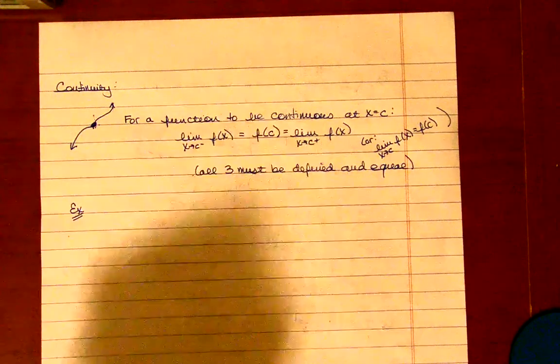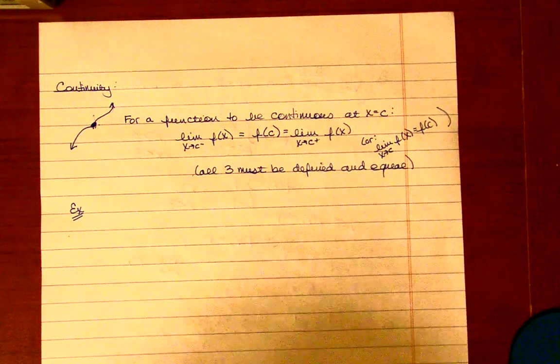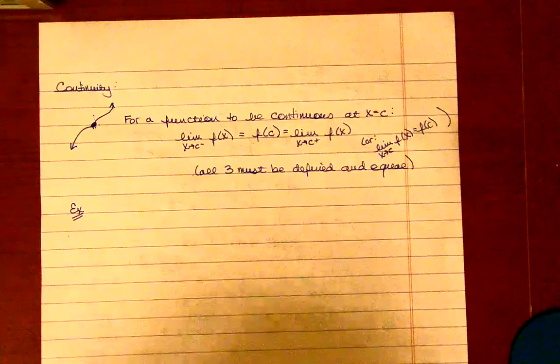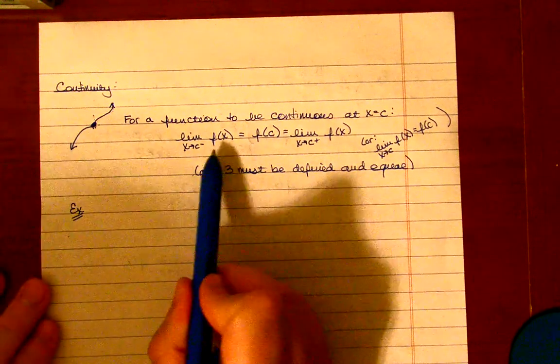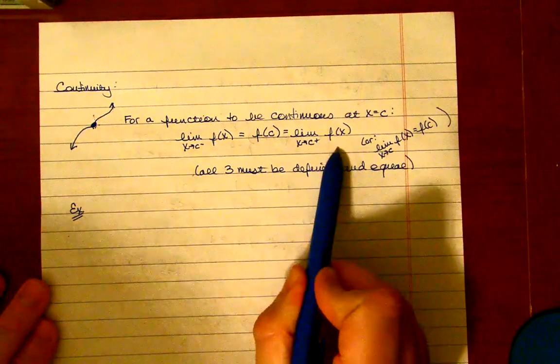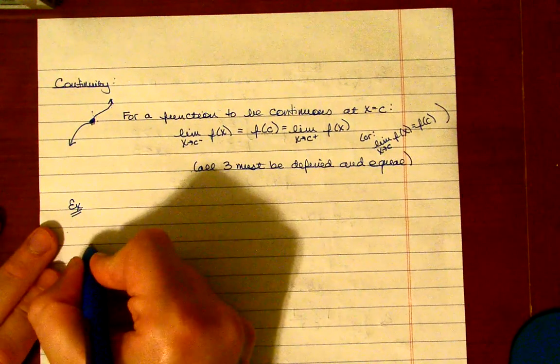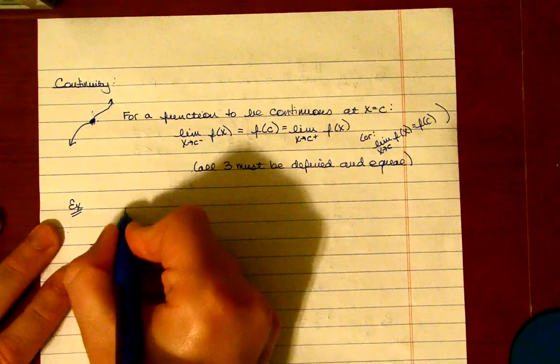One thing you're going to be asked to do is if I give you a function that's discontinuous, you need to explain why it is discontinuous, basically explaining what part of this definition doesn't hold. So I'm going to give you three examples of this.